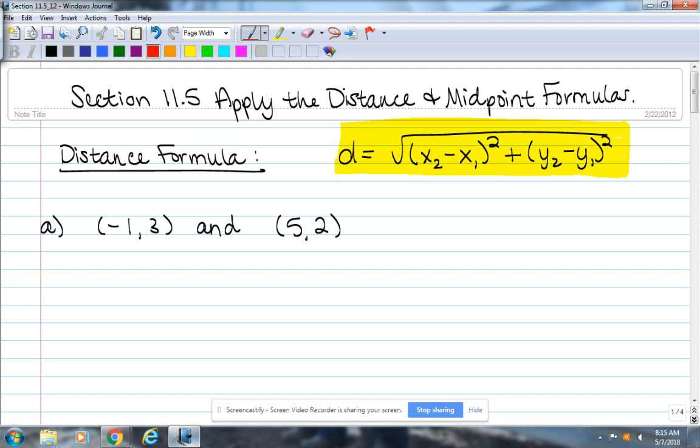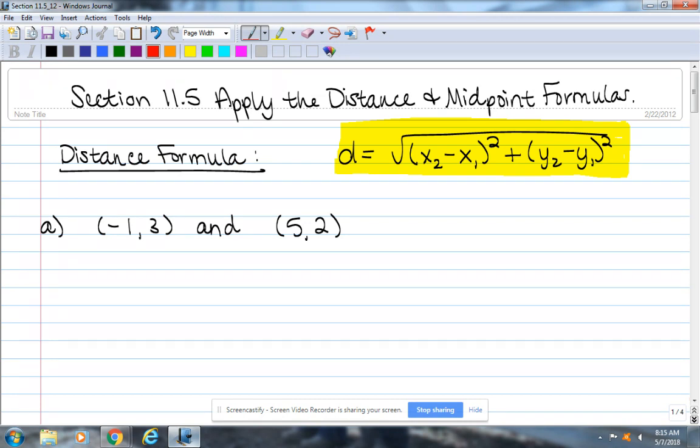A line between the two points, (-1, 3) and (5, 2). That would make a line segment because it has two endpoints, right? Have y'all ever learned the difference between a line and a line segment? Okay? A line segment has endpoints. So if I want to measure the distance from one to the other, I could use the distance formula.